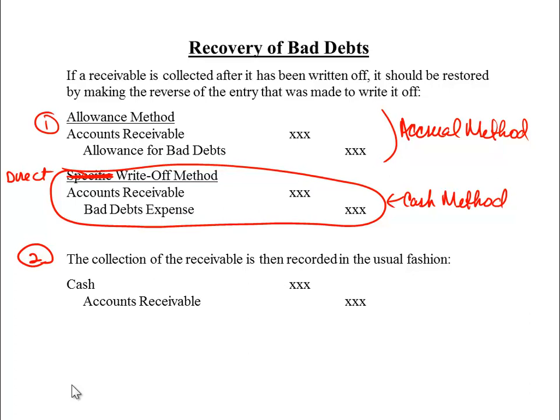What's in between there with the big circle around it is the direct write-off method, which would be the entry you would make if you were under the cash basis. So that's just there for information.